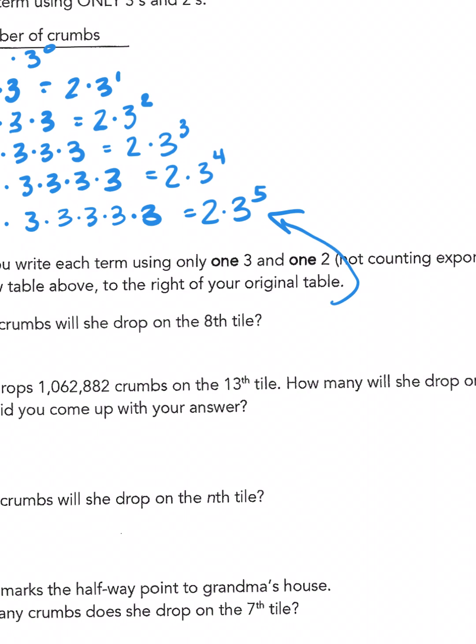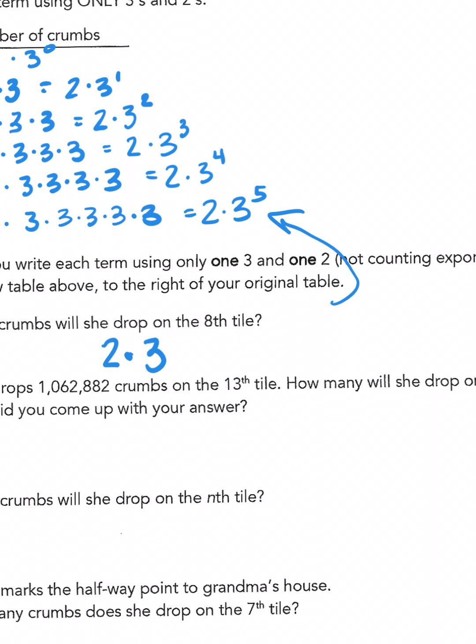How can we figure out how many crumbs she will drop on the 8th tile without continuing this pattern out? Using what we see in this last chunk, we know it's going to be 2 times 3 to something. So how do we figure out 3 to what power? 7. Why to the 7th power? What pattern are you seeing here?